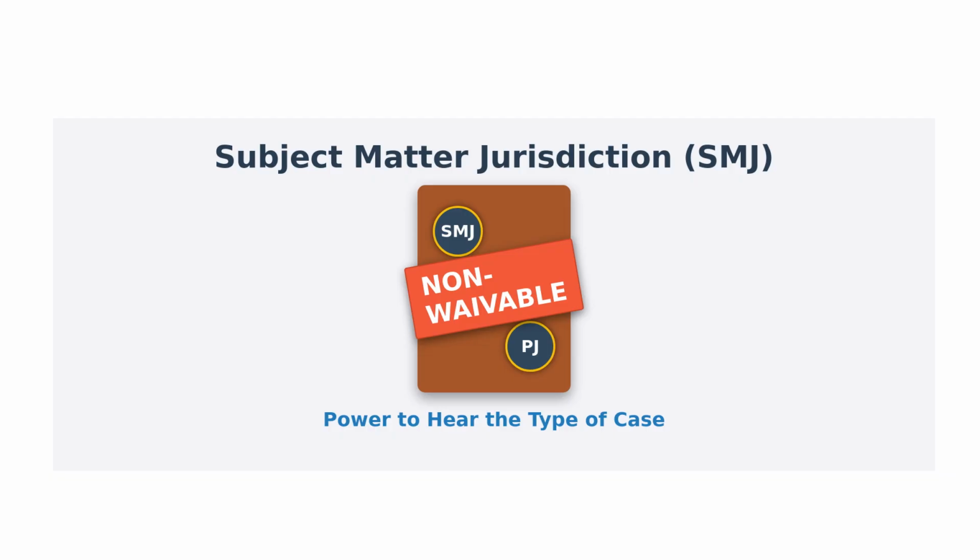This concept must be sharply contrasted with personal jurisdiction, or PJ. Personal jurisdiction concerns the court's power over the parties involved in the lawsuit, ensuring fairness to the defendant regarding where they can be sued. While parties can often consent to or waive arguments regarding personal jurisdiction, subject matter jurisdiction is entirely different. This means that if a federal court lacks subject matter jurisdiction, it cannot proceed, even if both parties agree to let the case continue.